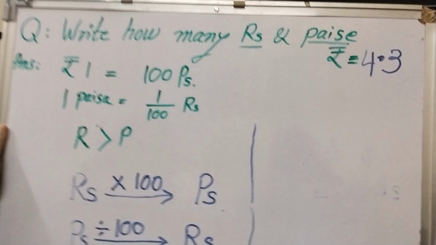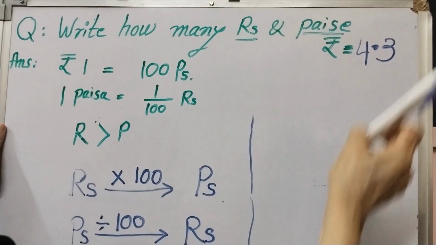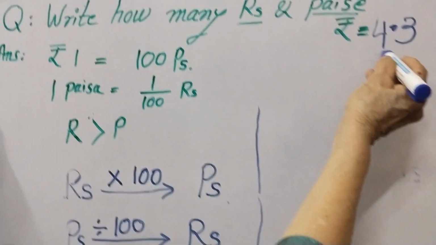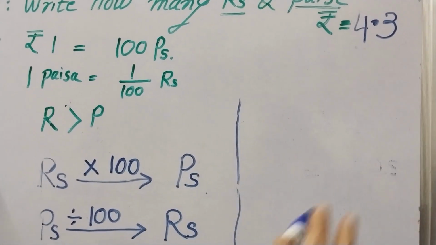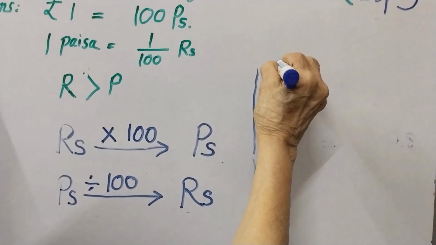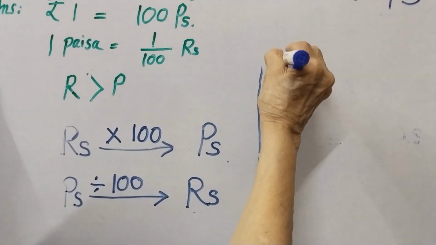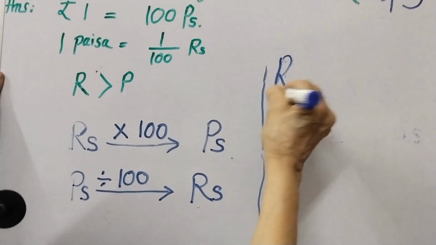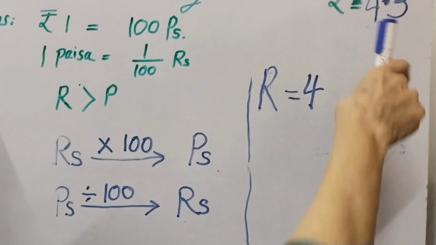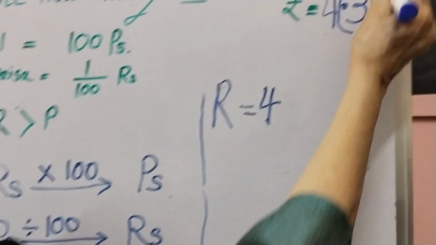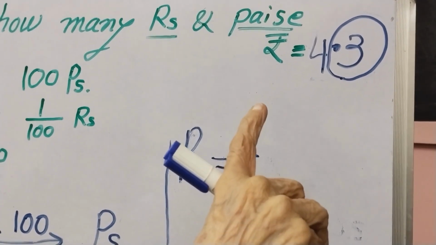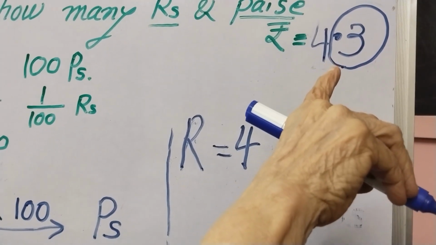Now let us see here. Rs 4.3. Here 4 means the entire 4 rupees. 4 complete rupees are given to us. So our answer starts with rupees is equal to 4. And now we come to this part. This part is also the rupees part, but it is a fraction of a rupee.